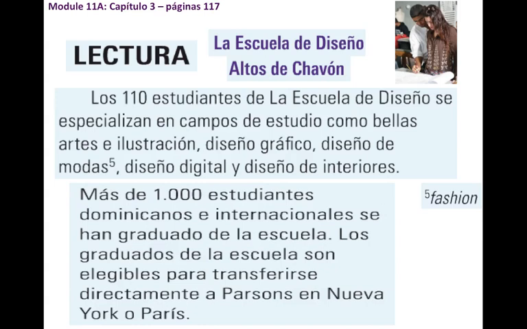Los graduados de la escuela son elegibles para transferirse directamente a Parsons en Nueva York o París. So those that graduate from there can go on to the Parsons School in New York or on to Paris.